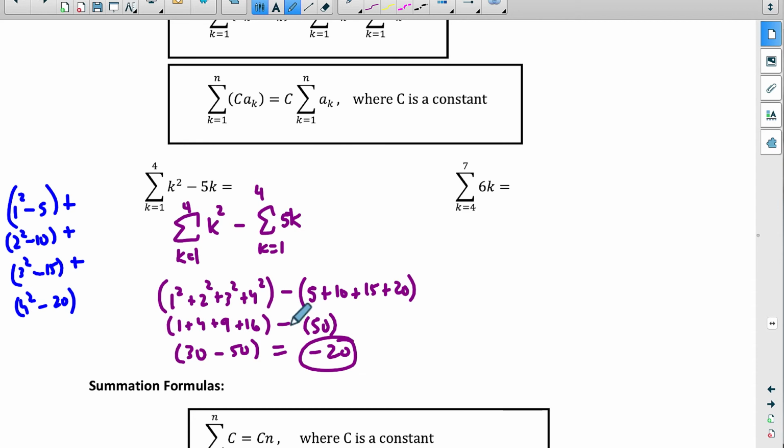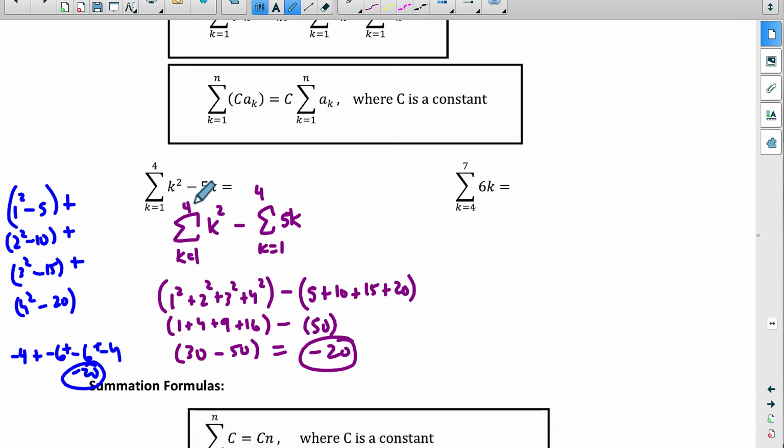And if I do this, I'm going to get the same amount. 1 squared is 1. Take away 5 is negative 4. I'm sorry, this is a bit of a mess here. Plus, 2 squared is 4. Take away 10 is negative 6. 3 squared is 9. Take away 15 is another negative 6. And 4 squared is 16. Take away 20 is negative 4. Negative 4 plus negative 6 is negative 10, plus negative 6 is negative 16, and plus negative 4 is negative 20. You get the same thing as we had before.